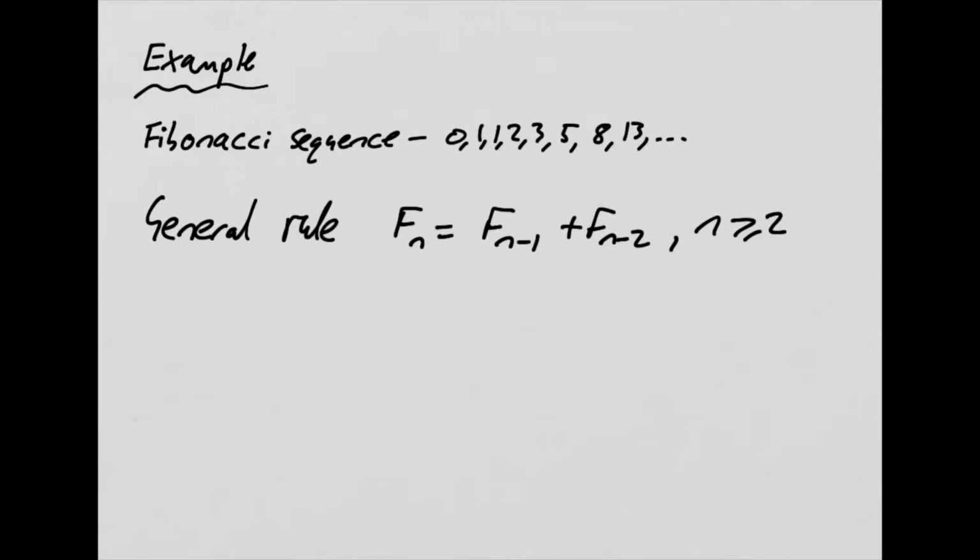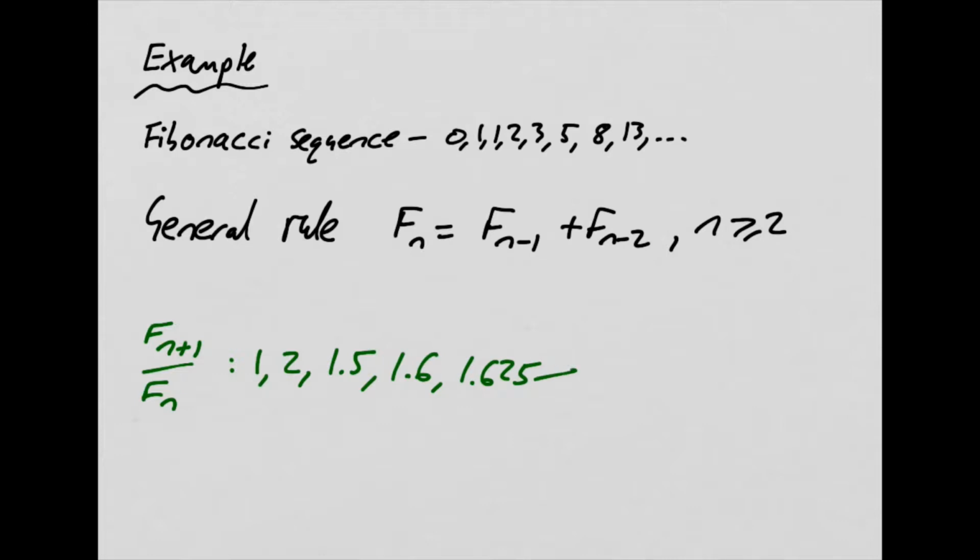But we're going to look at a slightly different sequence, which is F_(n plus 1) over F_n. So this sequence goes 1, 2, 1.5, 1.6, 1.625. You can actually show that this tends to the number (1 plus root 5) over 2, which is approximately equal to 1.618. And we're going to call this number phi.